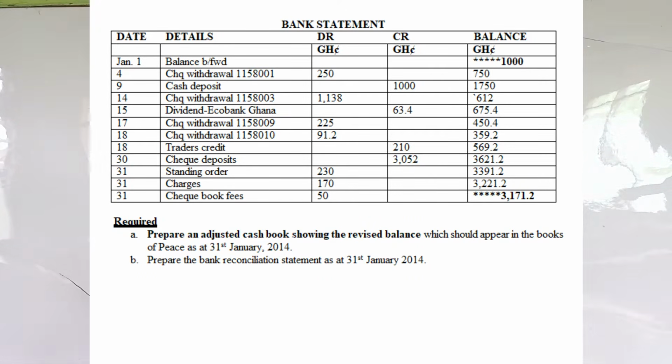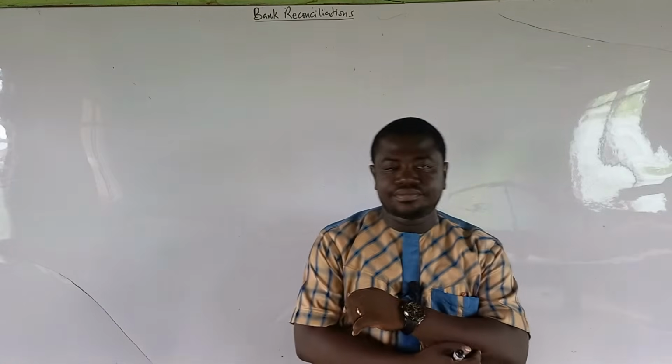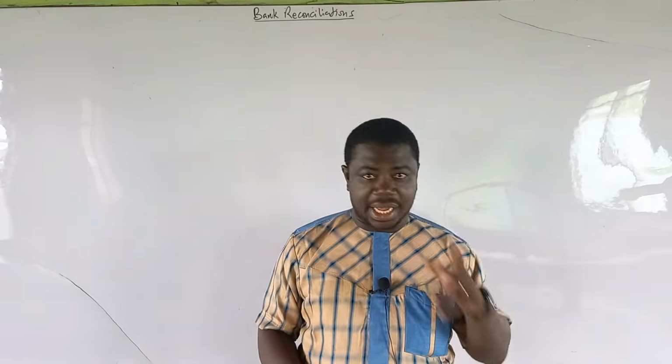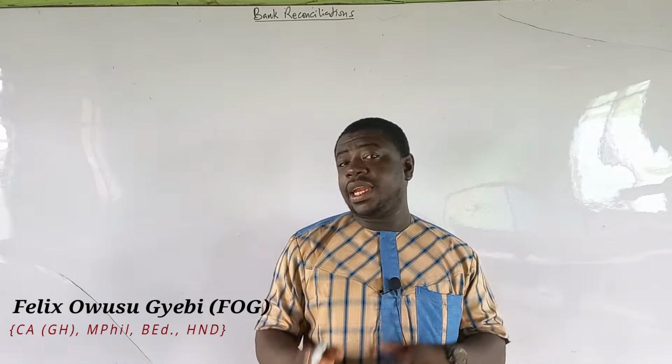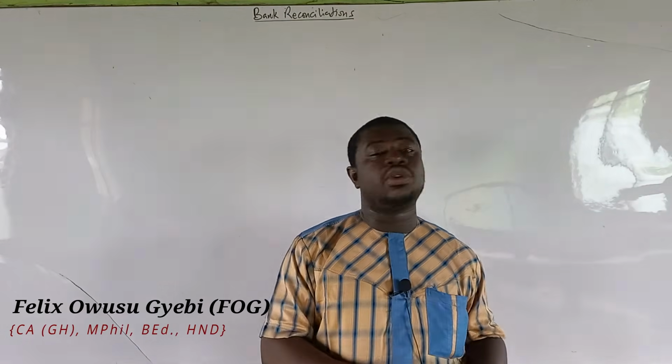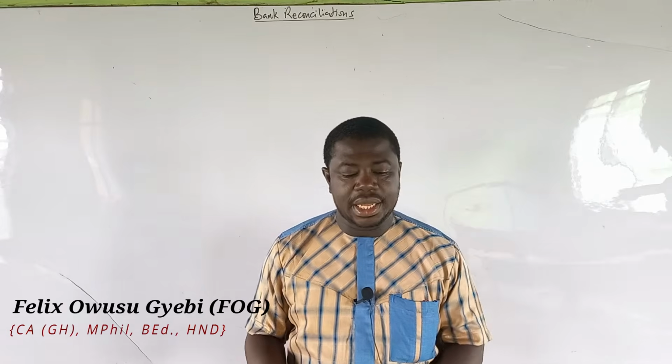And the requirement is you are required to prepare an adjusted cash book showing the revised balance, which should appear in the books of Peace as at 31st January 2014. And then B, prepare the bank reconciliation statement as at 31st January 2014. Now, this type of question is more practical than the ones that we have done earlier. And let me also add that this is also easier to do than what we did earlier.